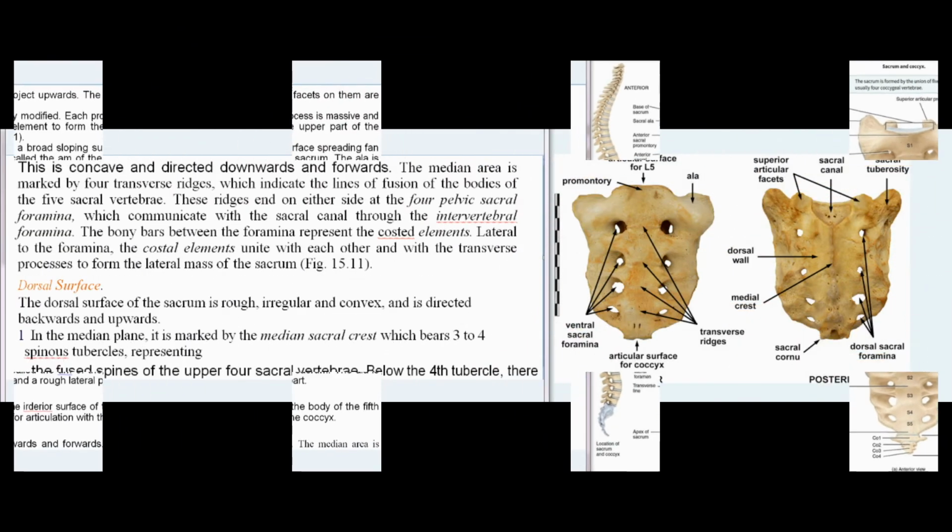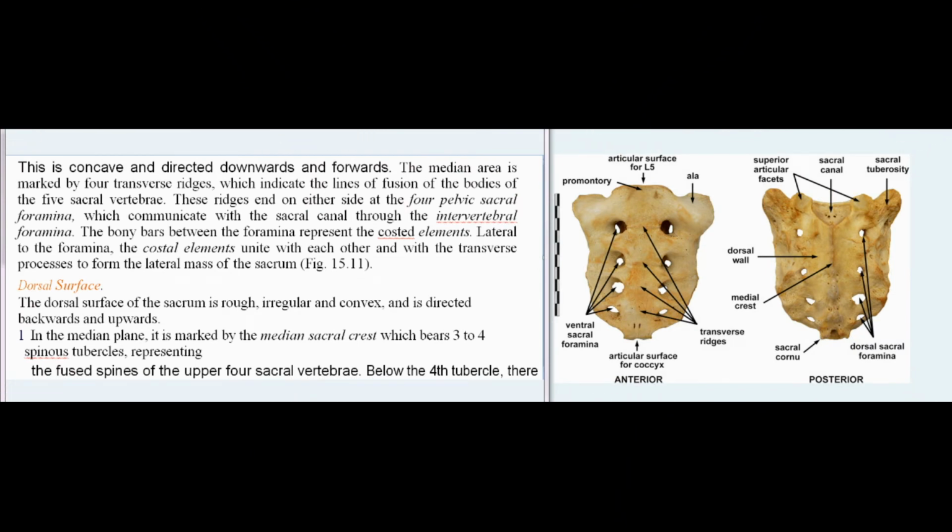Pelvic surface. This is concave and directed downwards and forwards. The median area is marked by 4 transverse ridges, which indicate the lines of fusion of the bodies of the 5 sacral vertebrae. These ridges end on either side at the 4 pelvic sacral foramina, which communicate with the sacral canal through the intervertebral foramina. The bony bars between the foramina represent the costal elements. Lateral to the foramina, the costal elements unite with each other and with the transverse processes to form the lateral mass of the sacrum, Fig 15.11.